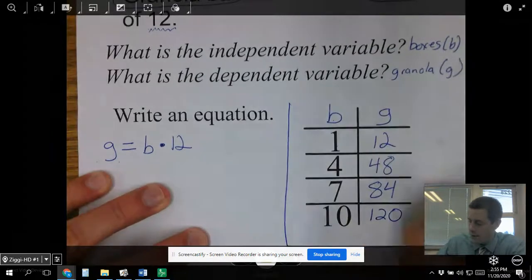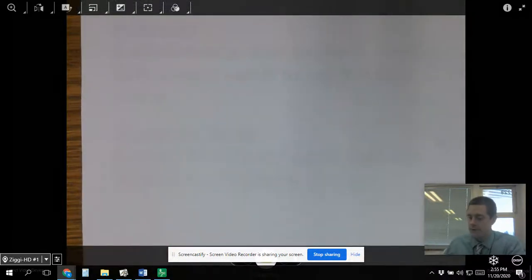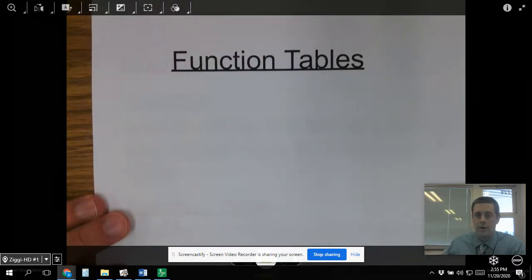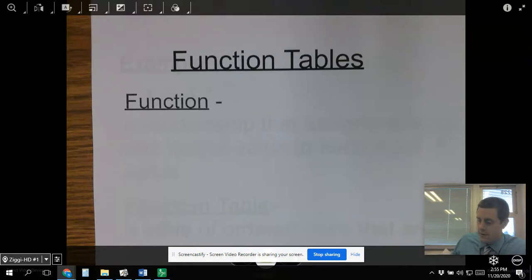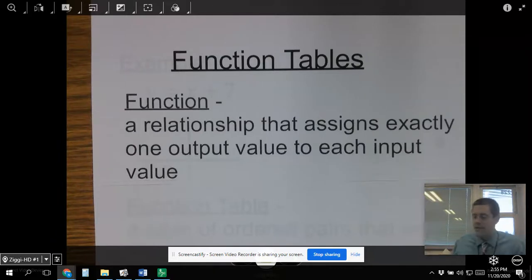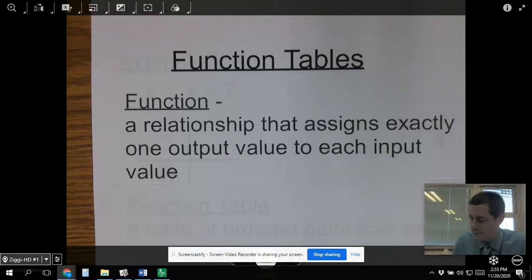This right here is what today's lesson is all about. We are learning how to create function tables. So if you want to record in your notebooks, here's some definitions for you. First off, a function. It's a relationship that assigns exactly one output value to each input value. And we just saw that on the previous example with the granola bars.